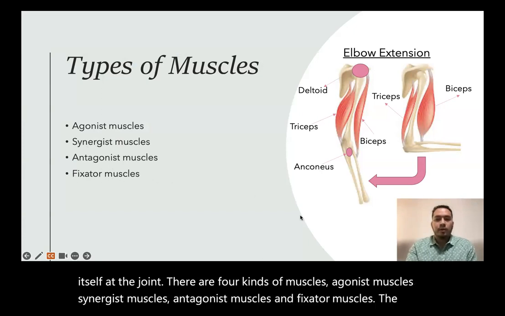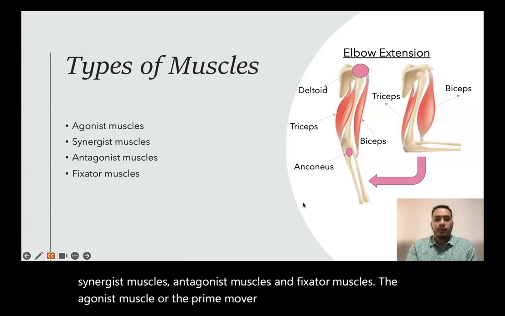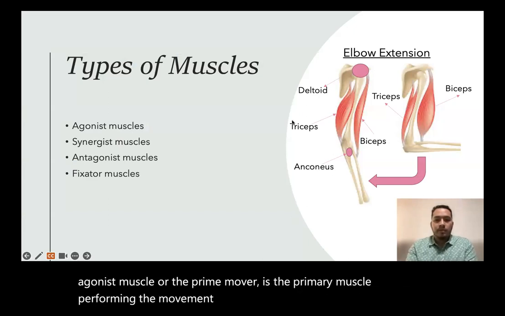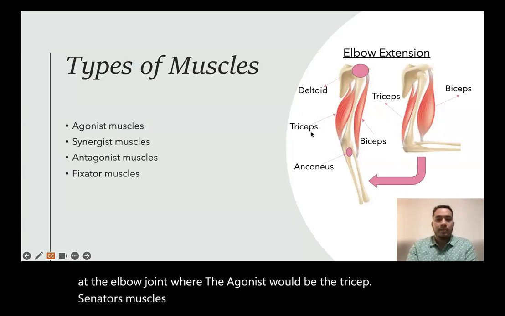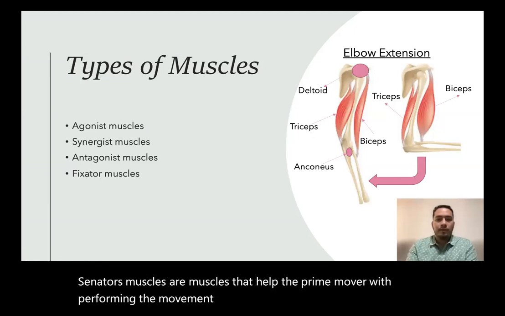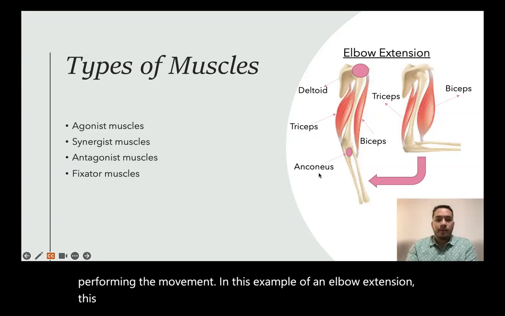The agonist muscle, or the prime mover, is the primary muscle performing the movement. This image demonstrates an extension at the elbow joint, where the agonist would be the tricep. Synergist muscles are muscles that help the prime mover with performing the movement. In this example of an elbow extension, the synergist muscle would be the anconeus muscle.